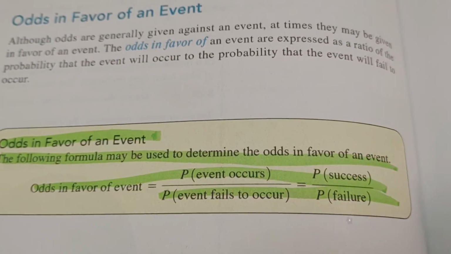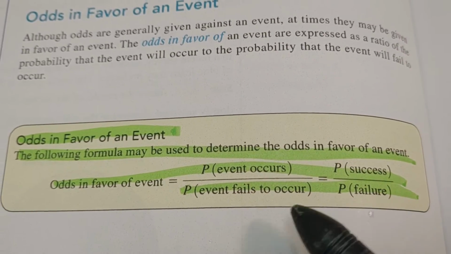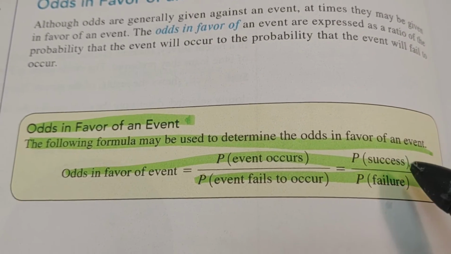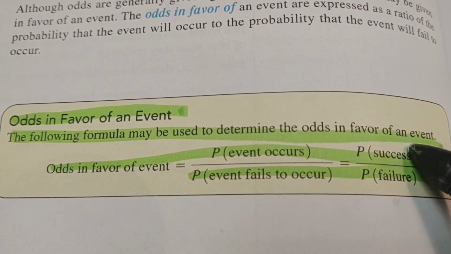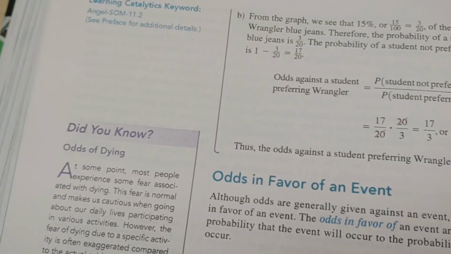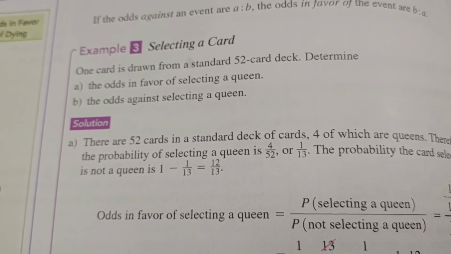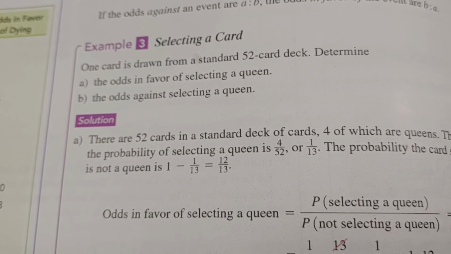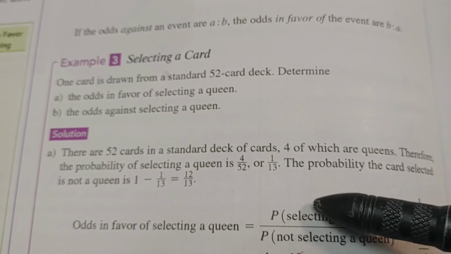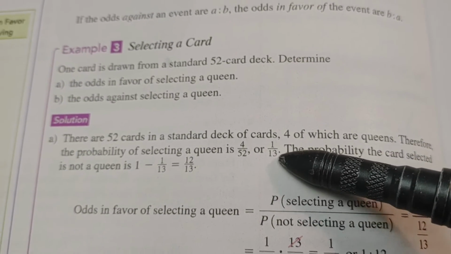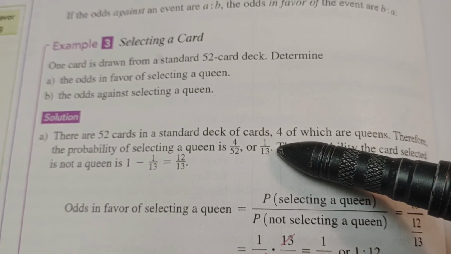All right, then we come to odds in favor of an event, and it's just reversing. Remember, the odds against an event was failure over success. Well, the odds in favor of an event is success over failure. For instance, it says one card is drawn from a standard 52 card deck. Determine the odds in favor of selecting a queen. Well, there are 4 queens in the deck, so 4 over 52 reduces to 1 over 13.